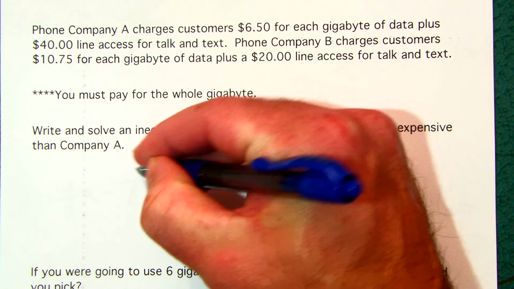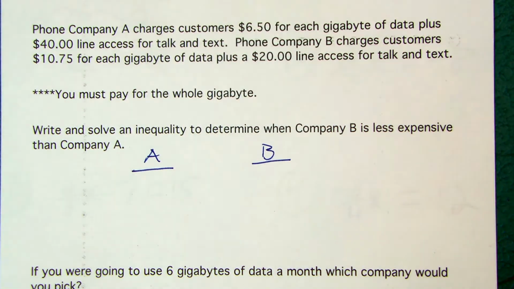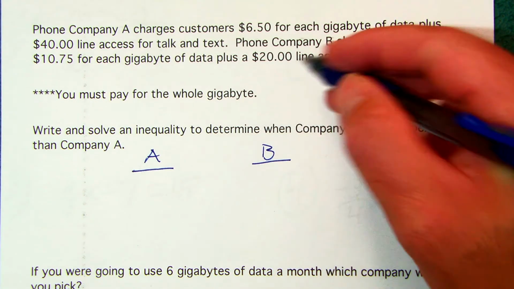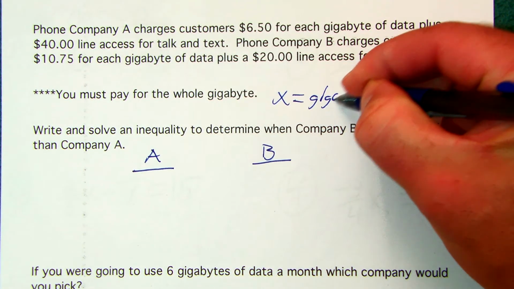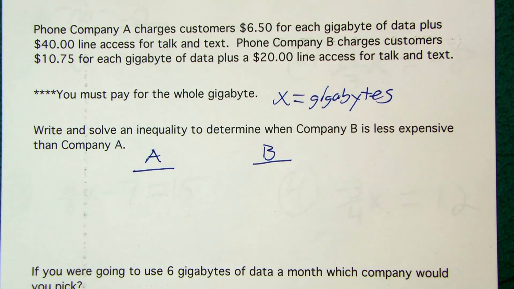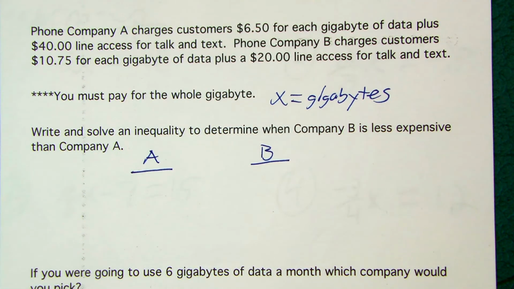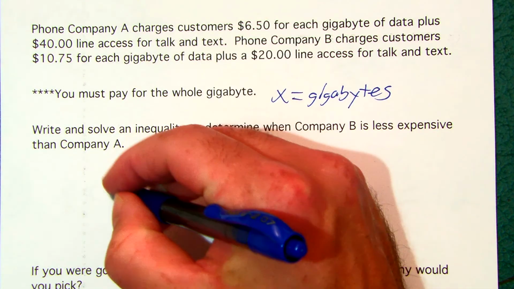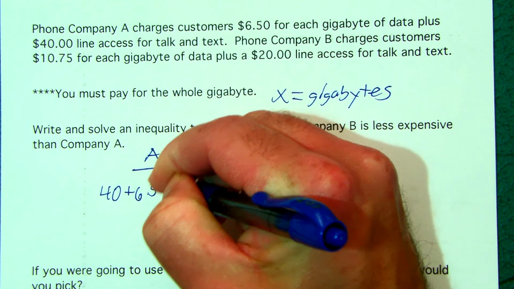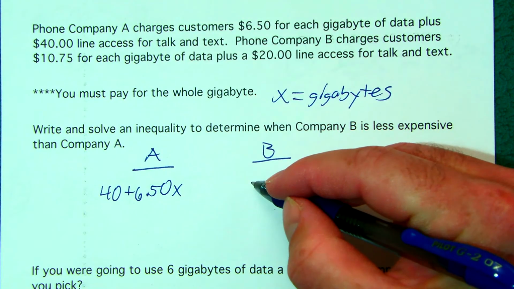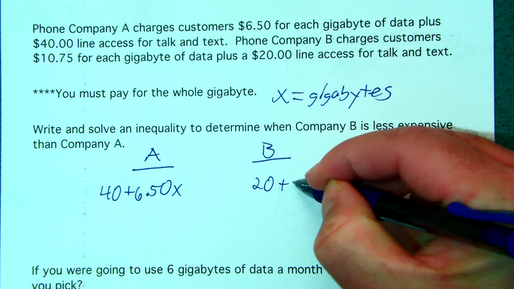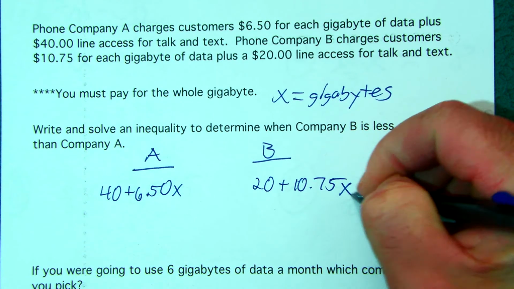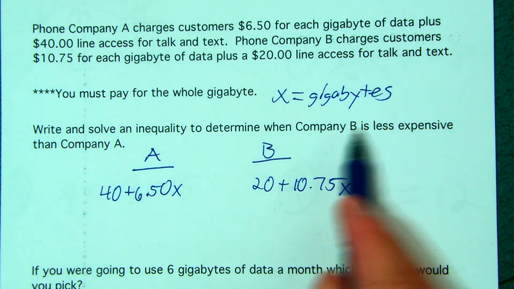So let's write an equation for both B and A. A is 6.50 a gigabyte. Let's just let x equal gigabytes here. And you've got to pay for the whole gigabyte. Maybe most of you realize when you have your cell phone that even if you go just a hair over, if you have a 4 gigabyte plan, they're charging you for 5 gigs. So, no mercy there. Anyway, A is going to be $40 plus the $6.50 per gig. B is going to be $20 plus the $10.75 per gig. We want to know when B is less expensive than A.